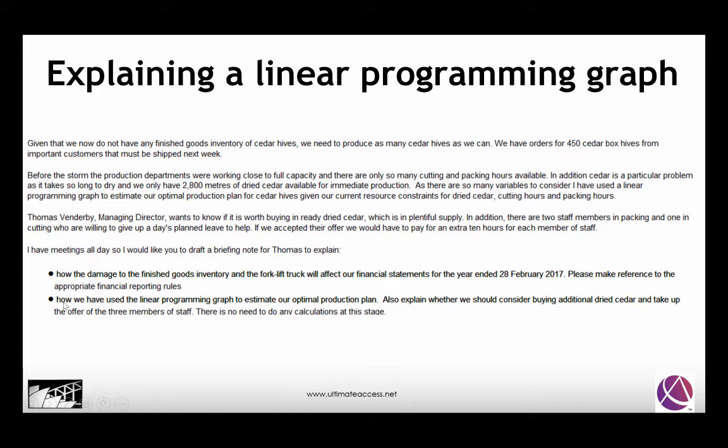And here's the task within this section that affects us. We have used the linear programming graph, and how can we use it to estimate our optimal production plan. Also, that extra word, that word that tells you there's another element to this task. Explain whether we should consider buying additional dried cedar, and take up the offer of the 3 members of staff. So here we've got a scenario where we're recognizing the linear programming graph, but also we're being asked effectively whether we've got some shadow prices that are suitable.